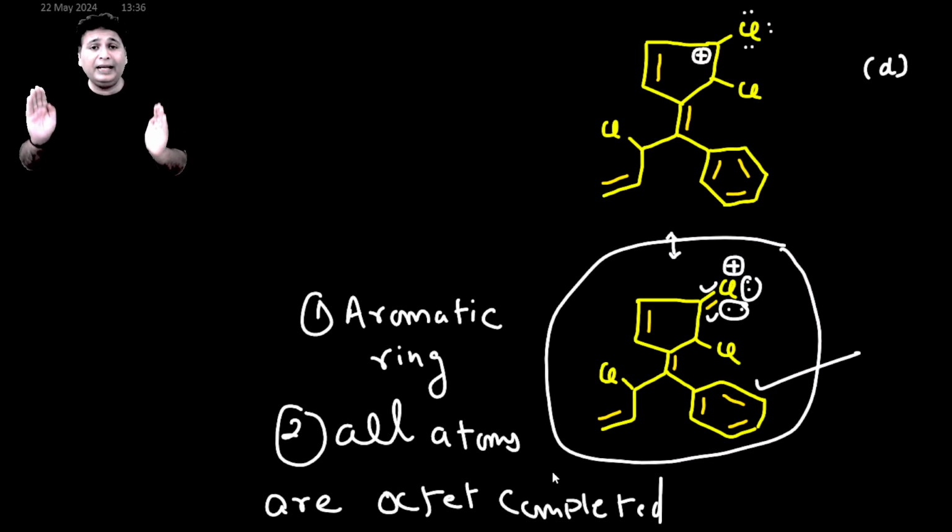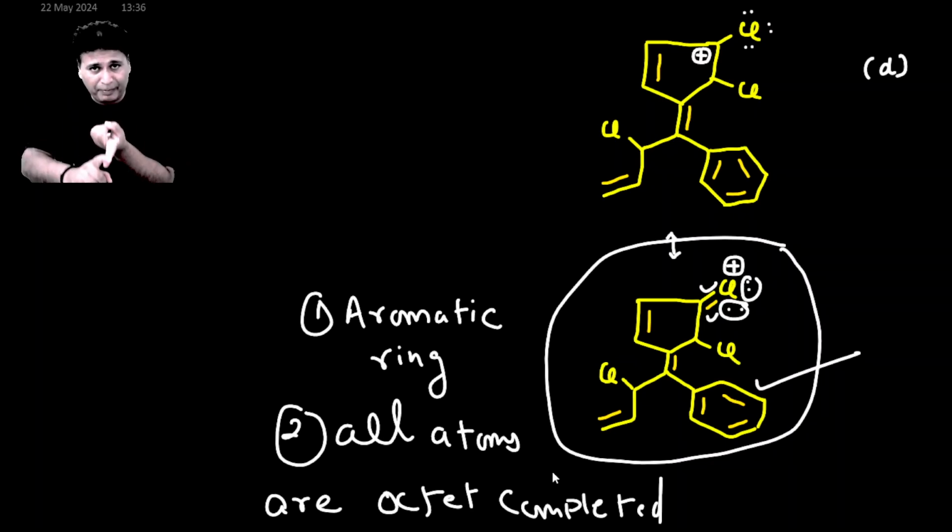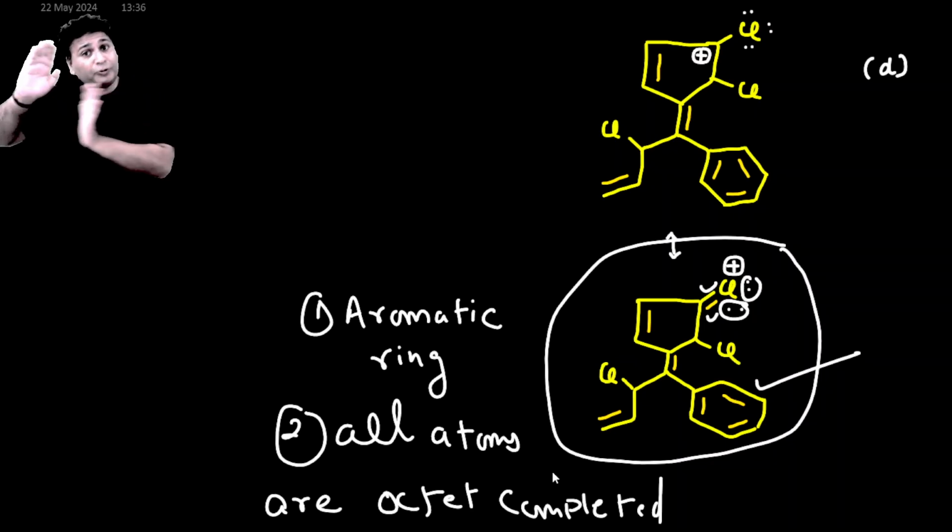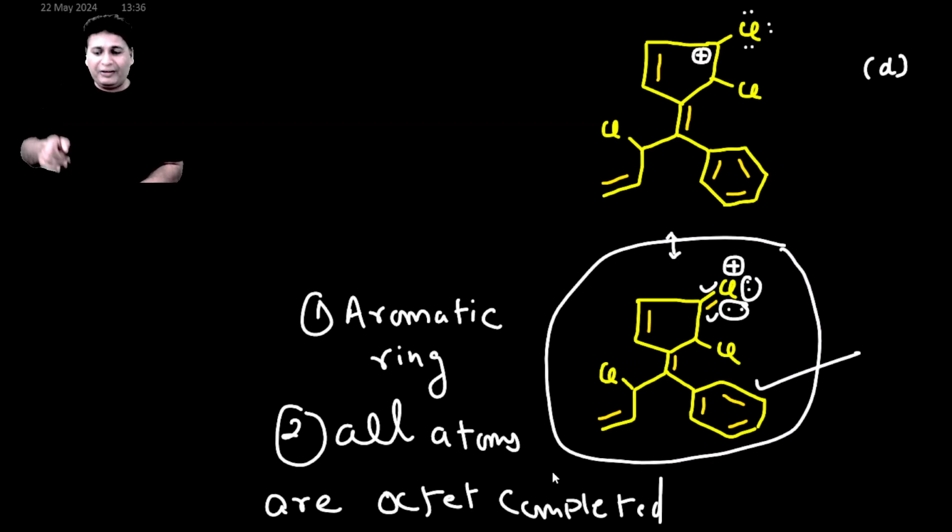The best Cl to be removed by Ag plus is the Cl number D. Why did it get removed? Because after removing that Cl, the carbocation which got formed acquired aromatic character. And to make the best possible structure of that carbocation, we have arrived at this final structure where we got all the atoms having octet completed. So the answer is that the Cl number D is going to get removed with utmost ease to give you the best possible carbocation and structures in front of you.